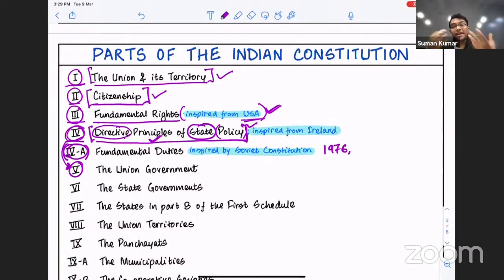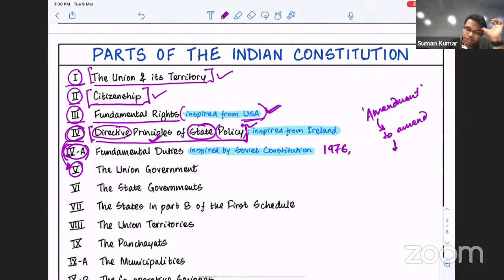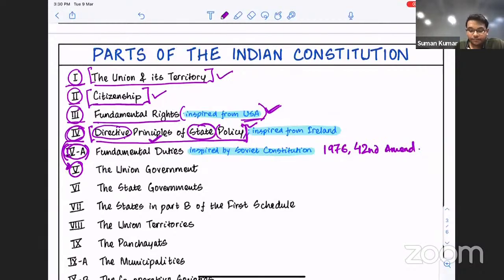What is an amendment? To amend. Please understand the etymology of the word. Etymology means how a word originated, or what the meaning of that word is. The word amendment comes from to amend, which means to change. So any kind of change which happens in the constitution is referred to as an amendment. Just for the sake of information, please be patient with me. Let us for now just remember that Part 4A was introduced by the 42nd Amendment, 1976. Here we call it fundamental duty.